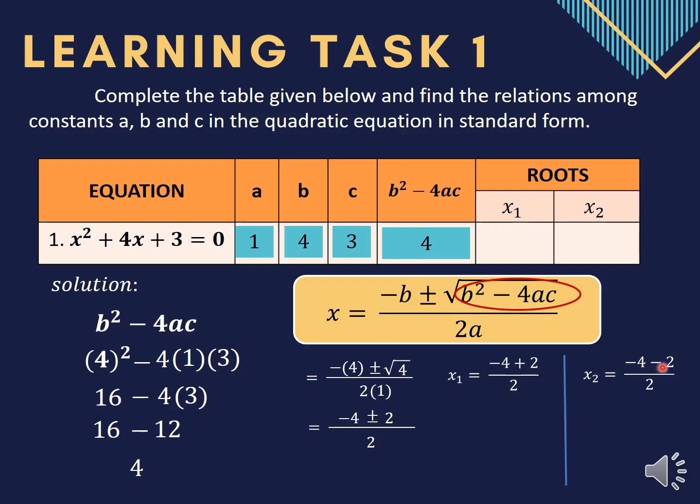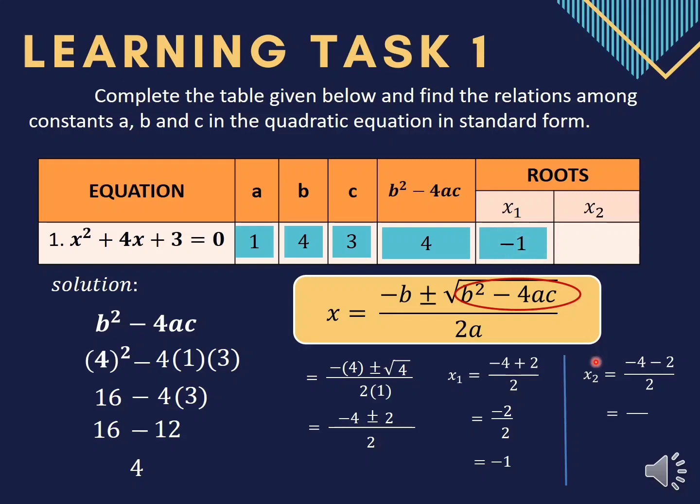Okay? Now, let us start with x sub 1. So, negative 4 plus 2 we have. Very good. So, that is negative 2 all over 2. And negative 2 divided by 2 is equal to negative 1. So, therefore, that is the value of our x sub 1. So, we can now put it here in our table. x sub 1 is negative 1.